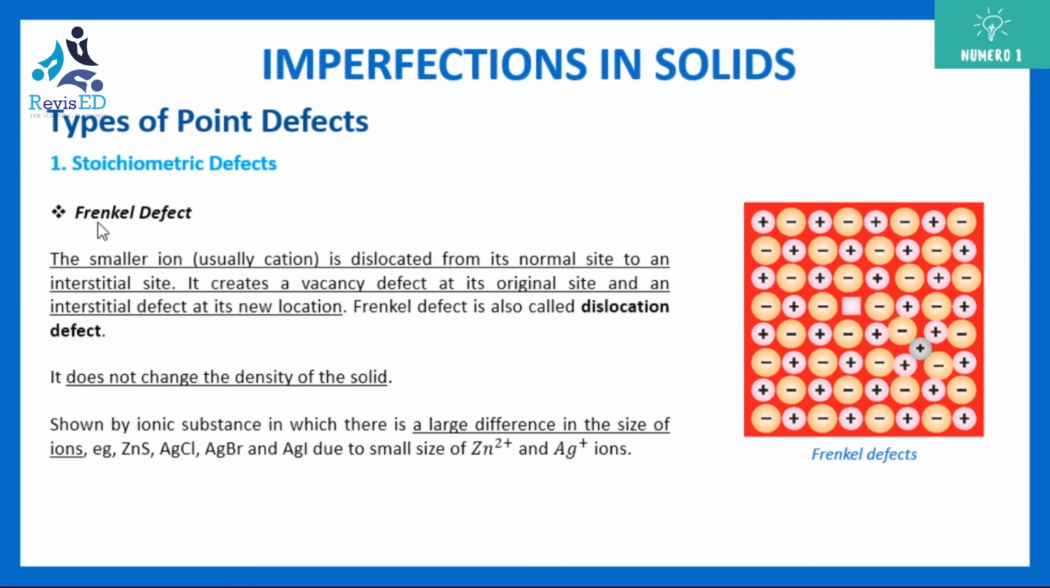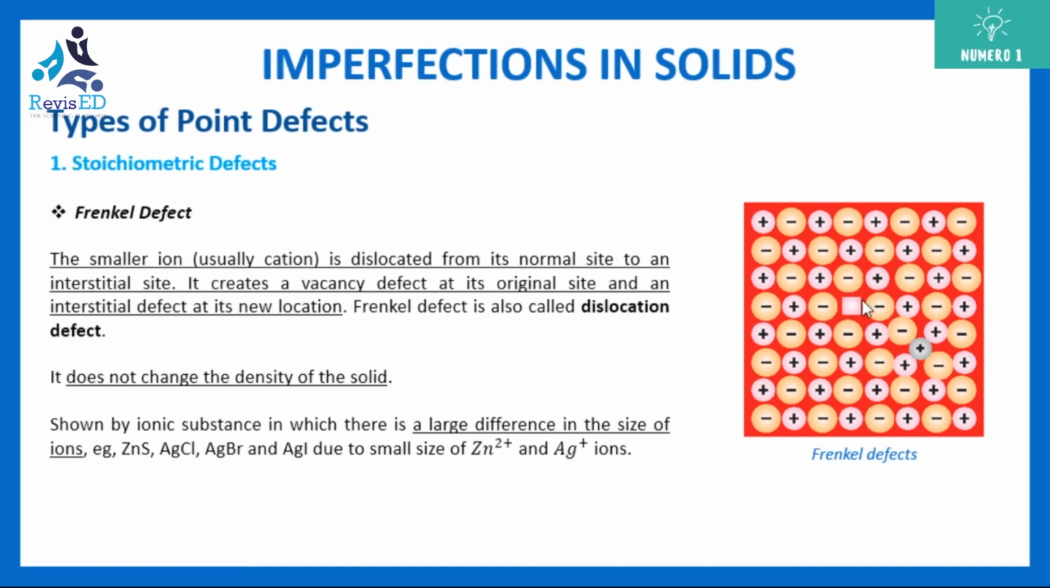One type of defect is Frenkel defect. Frenkel defect is also known as dislocation defect. That's another name for it. What happens in this case? The smaller ion, usually the cation, because cations lose electrons and the size of a cation is always very small compared to an anion, is dislocated from its natural site, and it occupies an interstitial site.